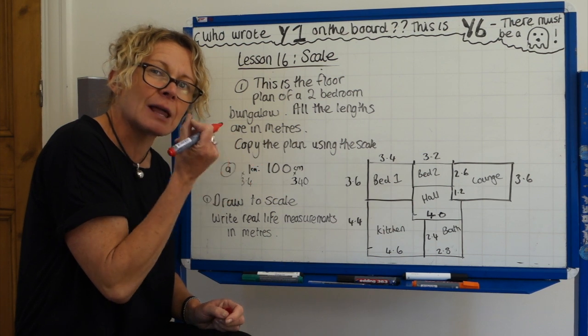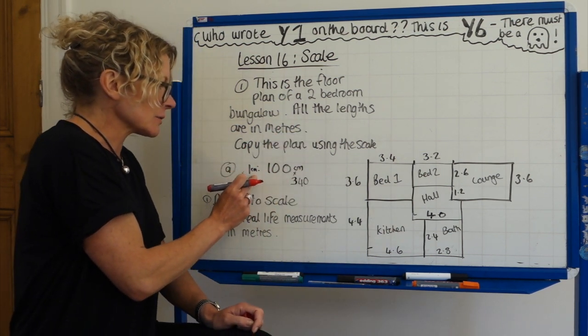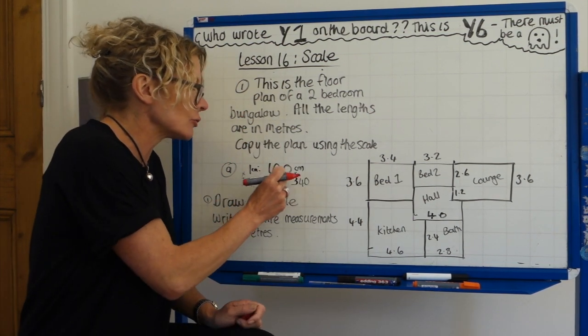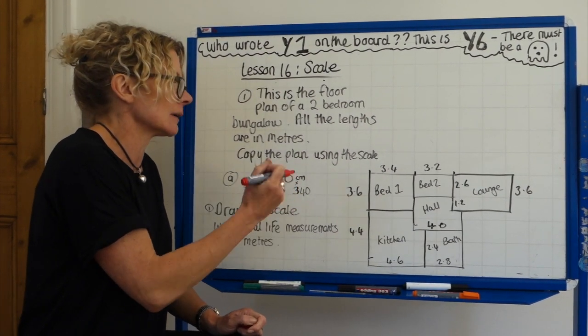Right, so hopefully you have a lovely floor plan of your two-bedroom bungalow in your book, drawn neatly with pencil and marked, okay? So the scale was for every 1 centimetre, in real life the diggers would be digging out 100 centimetres, okay? 1 centimetre equals a metre, if you like.